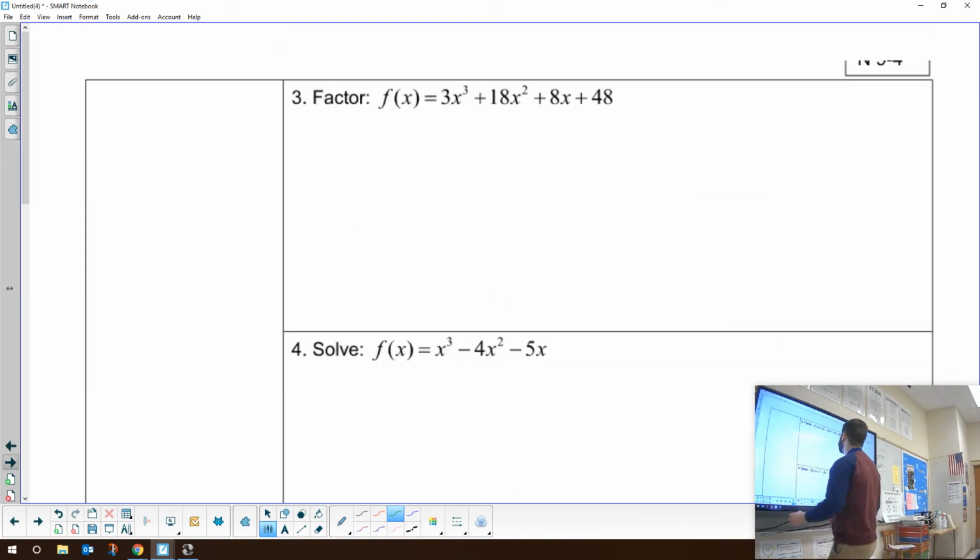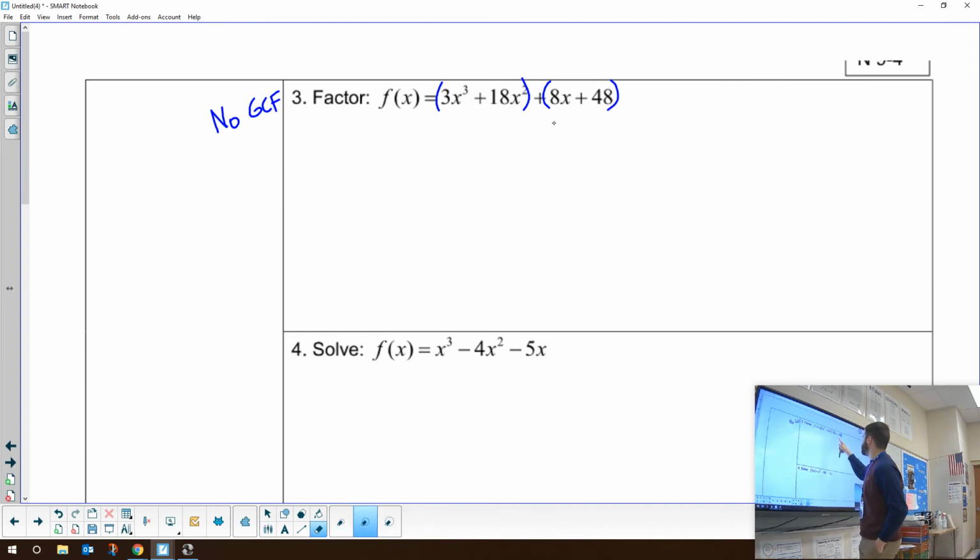All right, number 3. We're going to factor this one by grouping. Now, this one, you'll notice, does not have a GCF. So we're going to start off with that. We're going to say it has no GCF. And we're going to group, there's 4 terms, so we're going to group the first 2 together and the last 2 together. I actually should have gotten that plus in there too. All right. So, first 2 together, last 2 together.